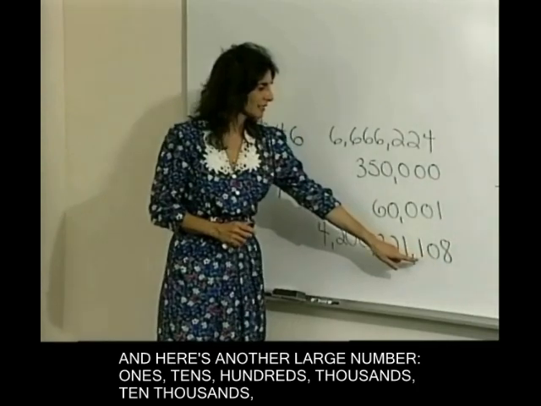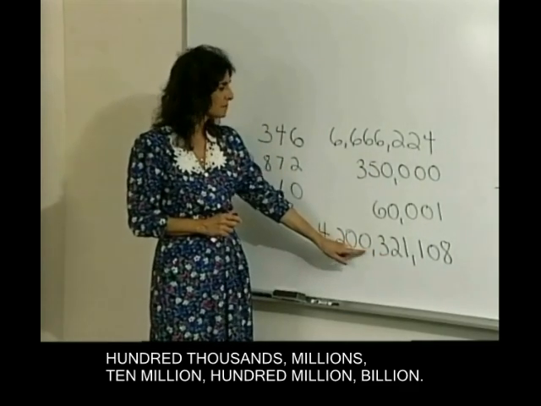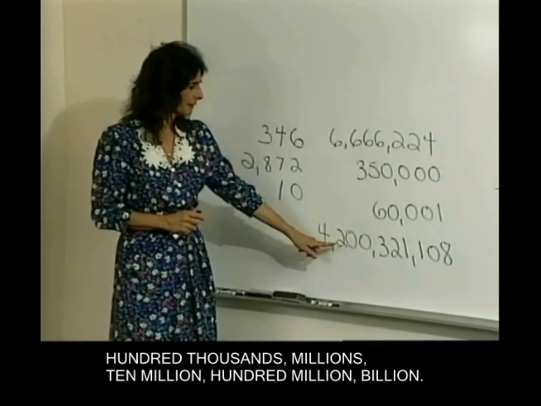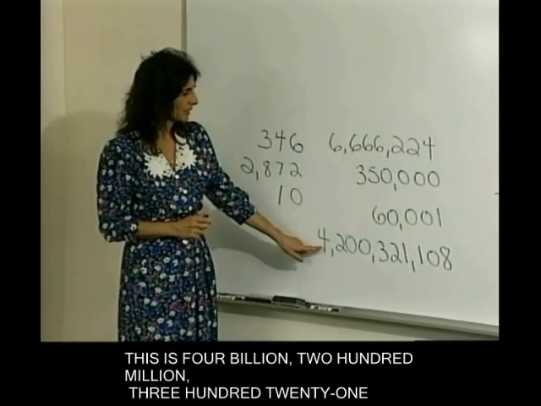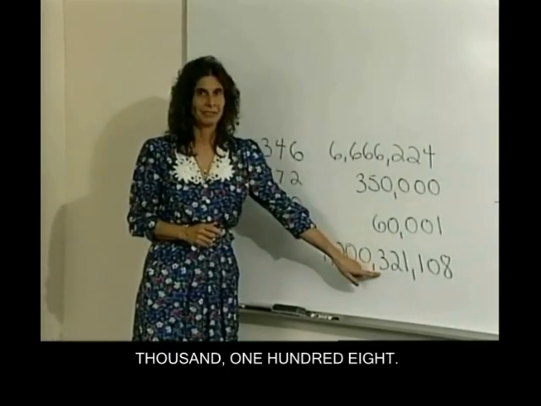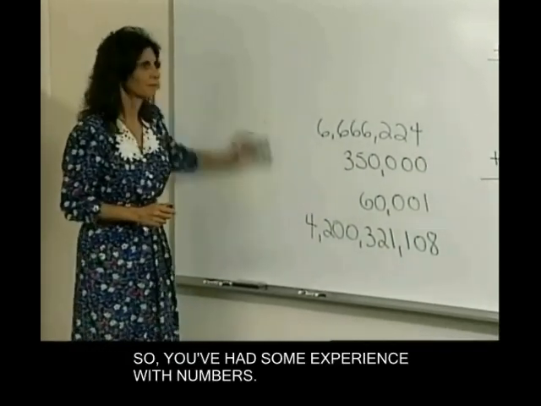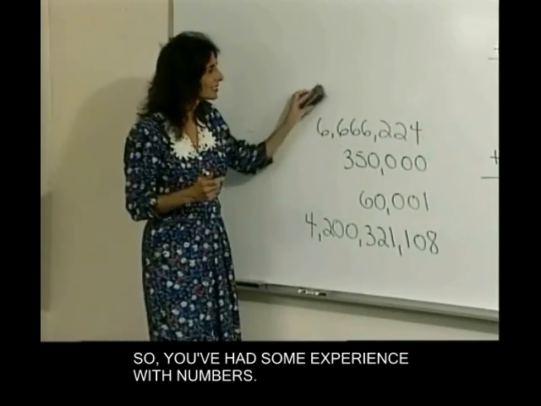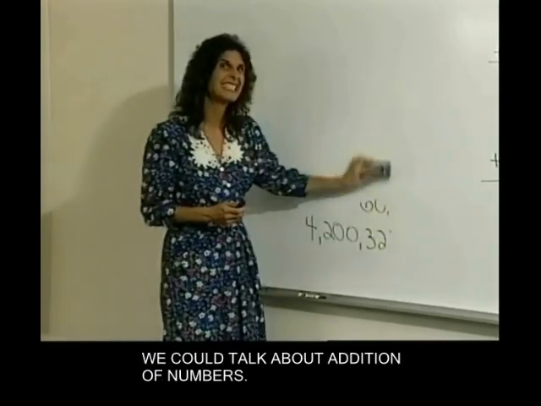And here's another large number. Ones, tens, hundreds, thousands, 10,000s, 100,000s, millions, 10 millions, 100 millions, billions. This is 4,200,321,108. So, we've had some experience with numbers. Let's talk about putting numbers together. We're going to talk about addition of numbers.